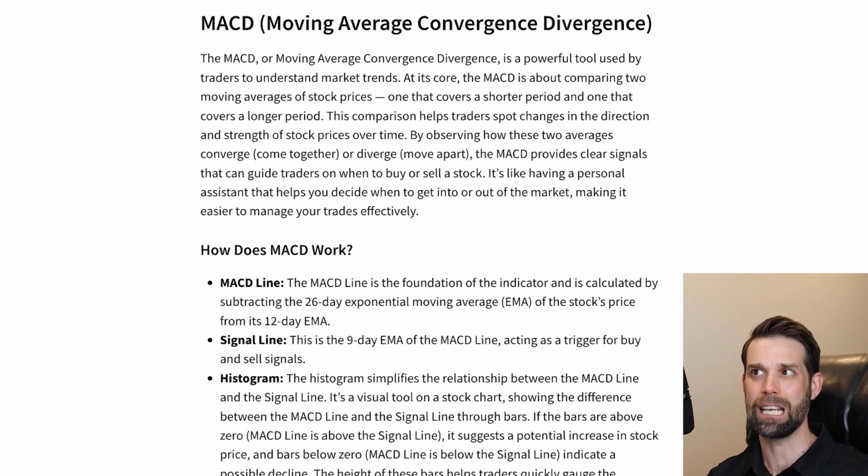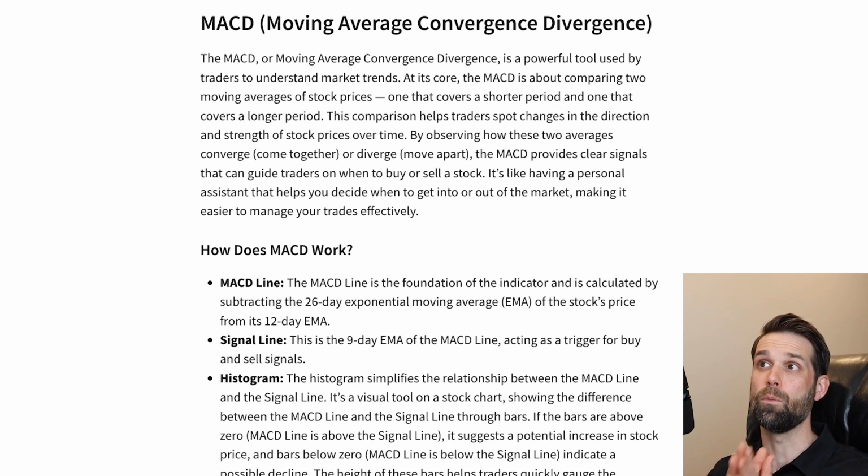So this comparison helps traders spot changes in the direction and strength of stock prices over time. Observing how these two averages converge, so here's where we get the convergence in the name. By observing how the averages converge, so come together, or where they diverge, where they move apart, this MACD provides clear signals that can guide traders on when to buy and sell a stock.